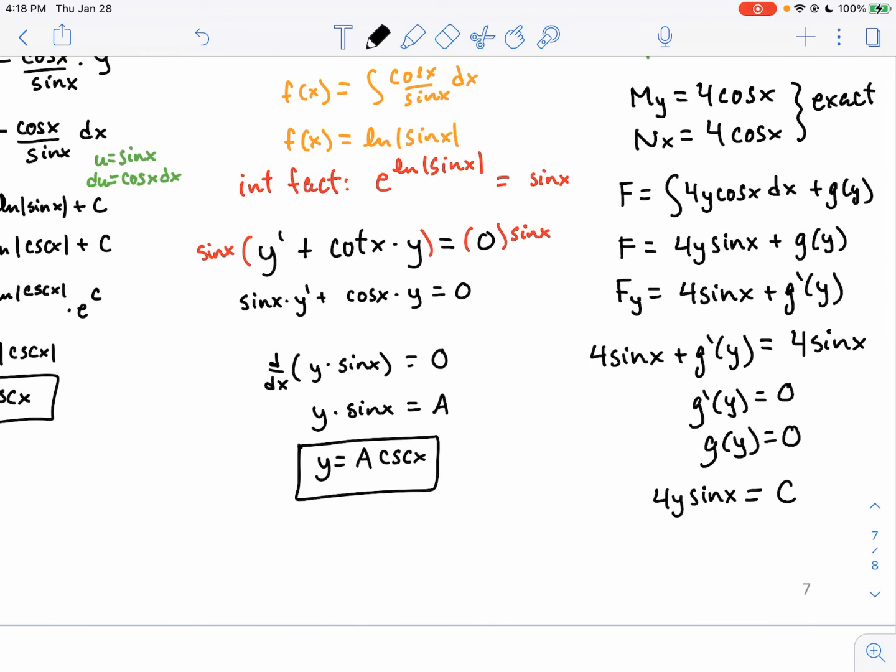And then, of course, solving for y, we divide this c by 4 sine x, and the c divided by 4 just becomes another general constant, and then the 1 over sine of x becomes our cosecant. So in the end, we can say y is equal to some constant times cosecant of x. And once again, we get the same general solution.